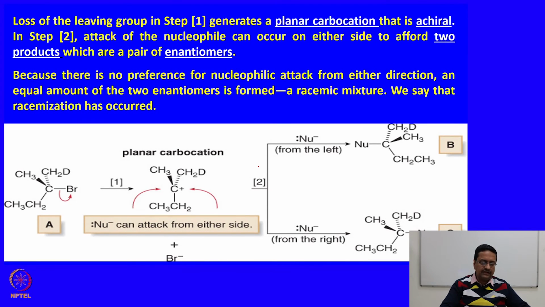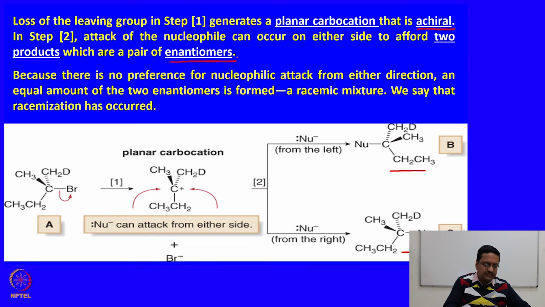As a result, when the nucleophile is capable of attacking from either side, there is a possibility of formation of 2 products which are isomers, a pair of enantiomers. So, loss of the leaving group in step 1 generates a planar carbocation which is achiral. In step 2, the nucleophile can attack on either side of the carbocation to result in 2 products which are a pair of enantiomers.